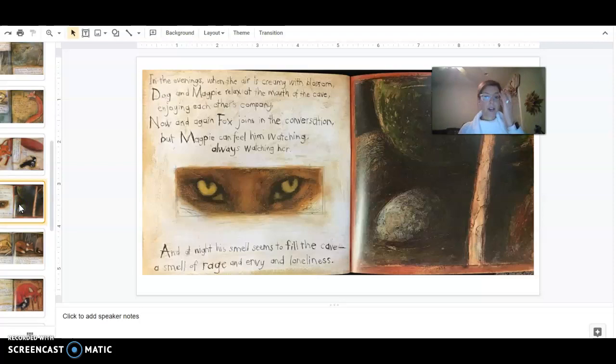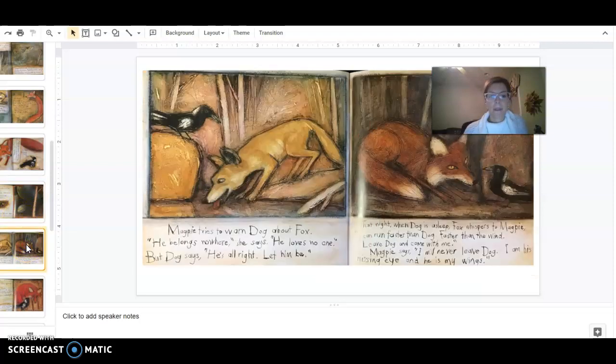In the evenings, when the air is creamy with blossom, Dog and Magpie relax at the mouth of the cave, enjoying each other's company. Now and again, Fox joins in the conversation, but Magpie can feel him watching, always watching her. And at night his smell seems to fill the cave, a smell of rage and envy and loneliness. Magpie tries to warn Dog about Fox. He belongs nowhere, she says. He loves no one. But Dog says, he's all right, let him be.